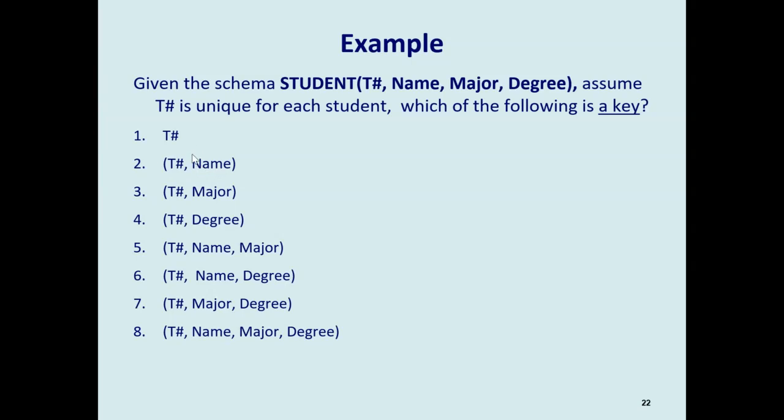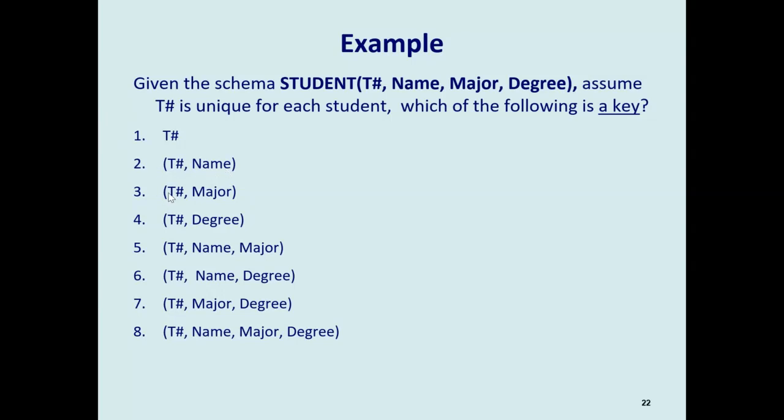And this is not minimal because we can remove the name attribute, then the remaining T number still satisfies the uniqueness constraint. Understand? So when you evaluate the key property, you want to make sure of uniqueness and, most important, the minimality constraint. So it must be minimal. So number 2, T number name, is not minimal, so it's not a key. Although it's unique for every record, it's not minimal, okay?